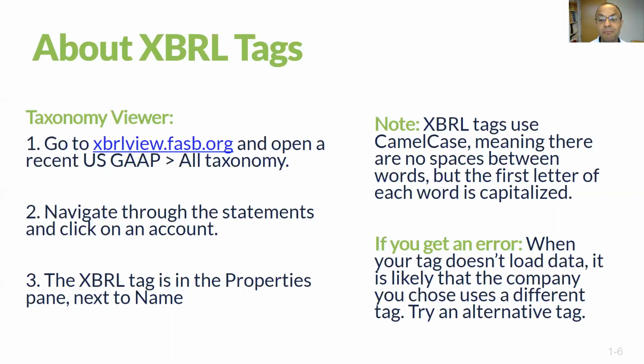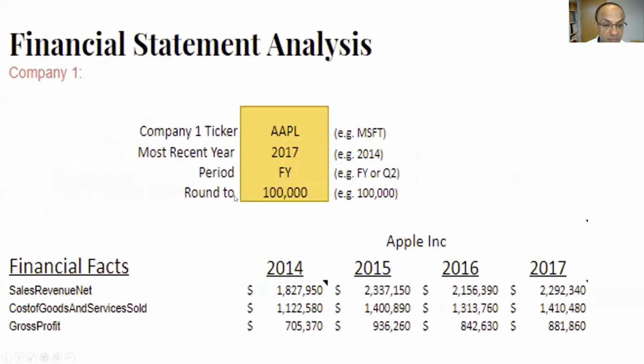Remember, it uses camel case, not snake case. Camel case means it doesn't leave spaces between the words, but uses it as one word. Let me explain it again. Here in financial facts, you see it says SalesRevenueNet. It's one word, but each word starts with a capital letter, and there are no spaces or underscores between them.